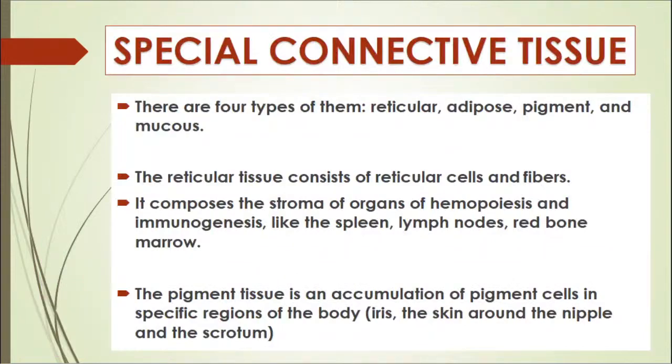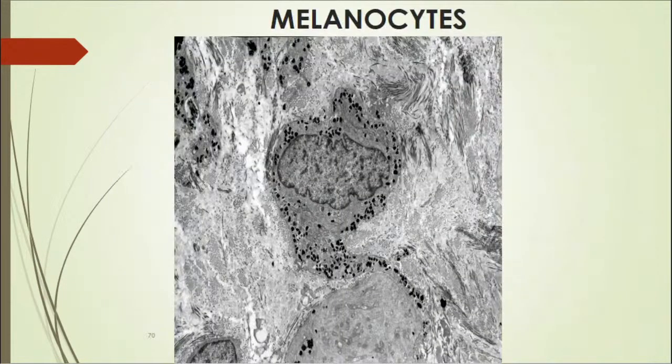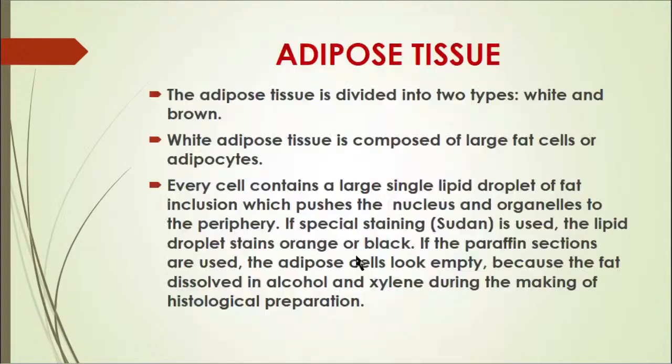Special connective tissue. We talked about reticular connective tissue, now talking about pigment cells. Pigment cells, melanocytes, develop and arise from the neural crest. This is a unique specificity among all the other connective tissue cells, and these cells contain a lot of pigment granules in the cytoplasm and have a stellate shape.